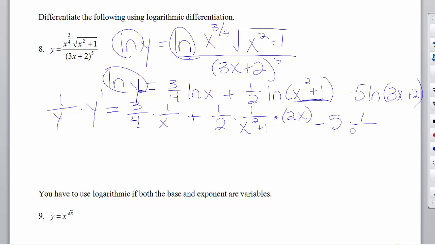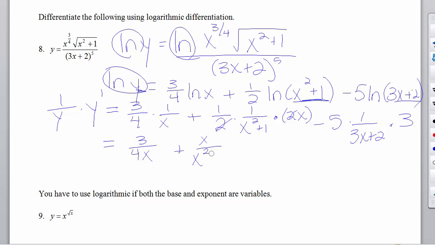Okay, so again, this is probably easier than doing quotient rule and product rule to start in that original problem. Now I'm just going to clean this up a little bit. I would have 3 over 4x plus root x over x squared plus 1. That's just simplifying each term, guys. The 2's would cancel, so I would just have x over x squared plus 1.